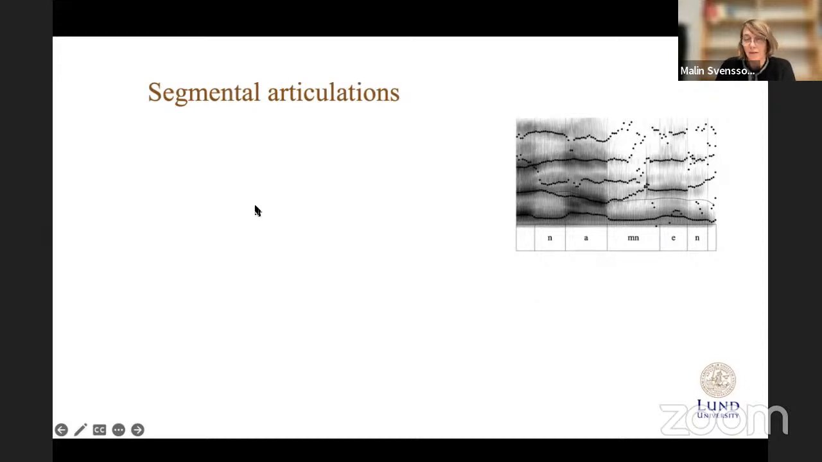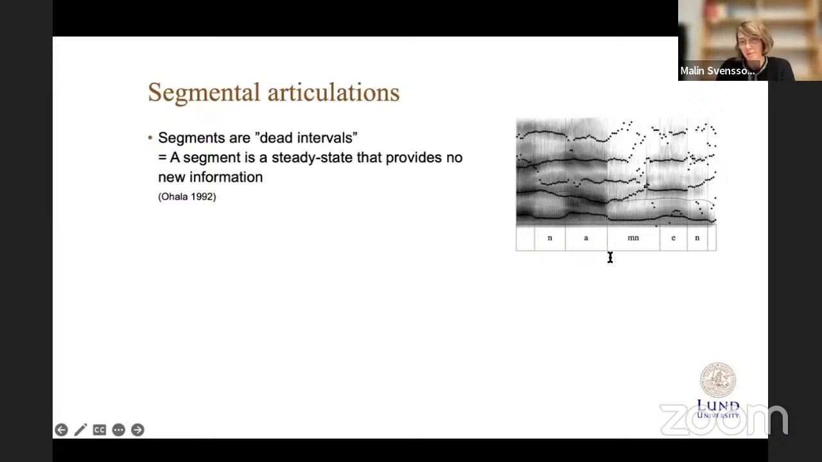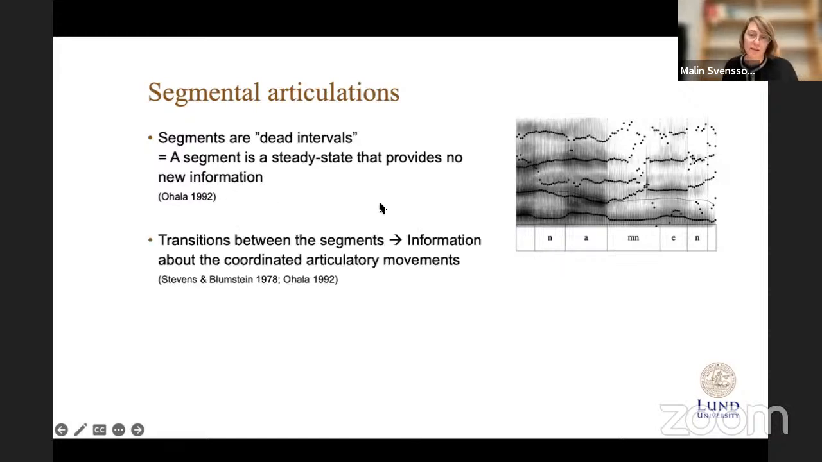But the segments in themselves can be viewed as dead intervals, meaning the segments are steady states shaped by the articulator, which really provides the listener with no new information. So in the word to the right, the tongue tip shapes a steady state 3 times in initial, medial, and final position of the word. So dead or not dead, as we already know, there is a lot of movements just before and after each of these steady states. And that is what is referred to as the transition between the segments.